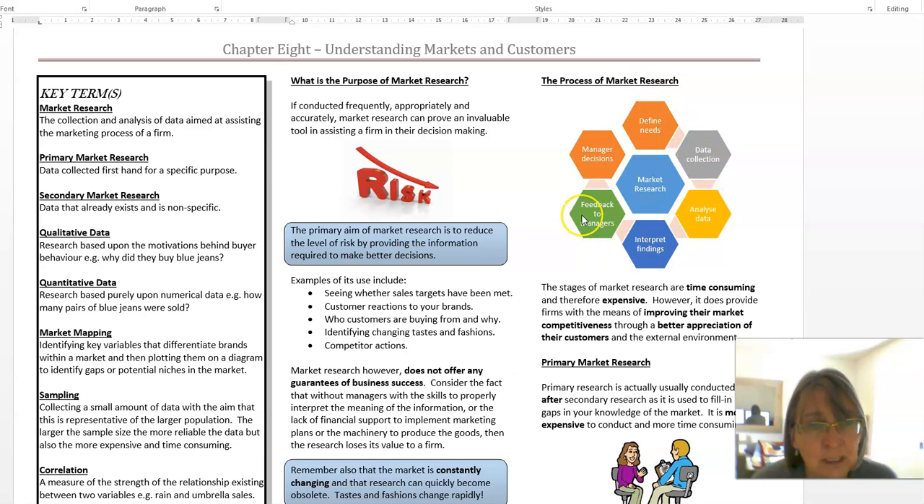This ideally should be a circle, cyclical. So you find out what you need, you collect data, you analyse it, you then interpret it, you feed that back, decisions are made, and then ideally that leads to new definitions of new needs and collecting data again, so that you can see whether your initial decision was correct. Key phrases we need. This is probably the chapter with the most technical phrases, but none of them are difficult, and all of them make a lot of sense.